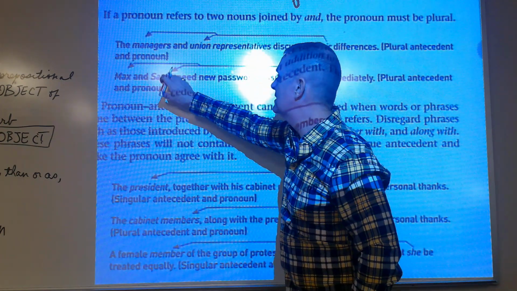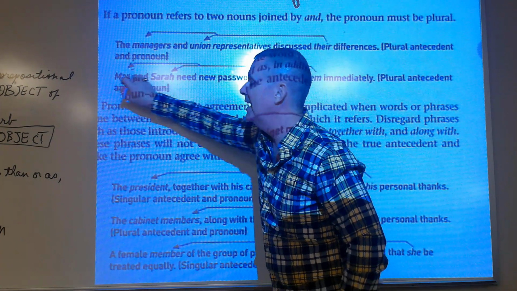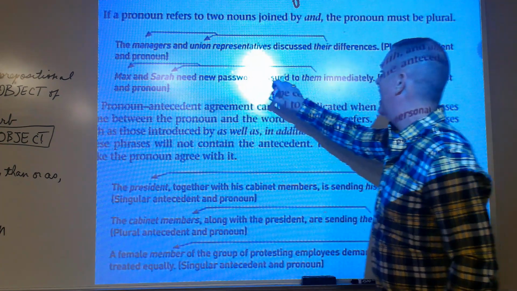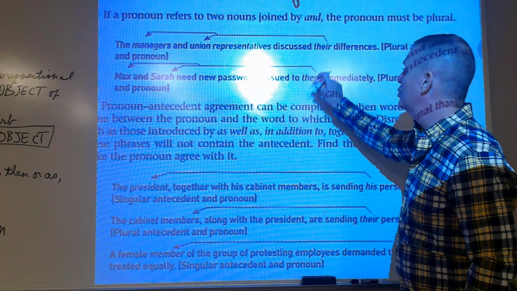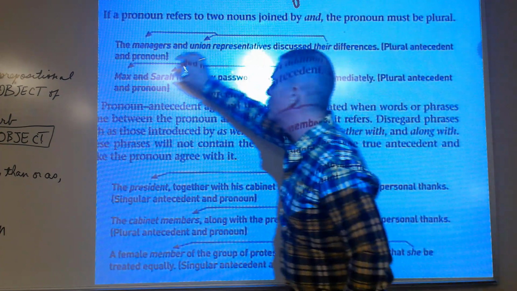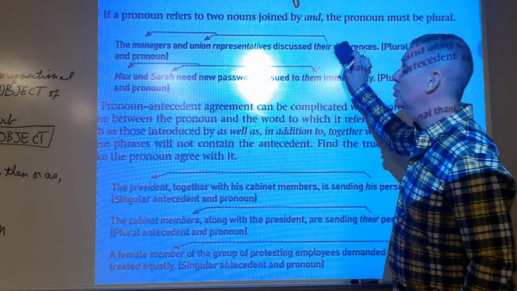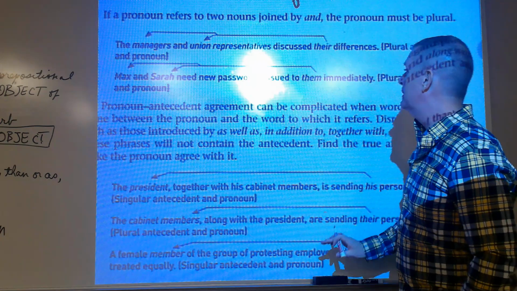Max, male. Sarah, female. Whenever you have a compound subject that includes both genders, need new passwords issued to them, use a plural pronoun to refer to both genders. Because it's two, more than one, so it has to be plural.